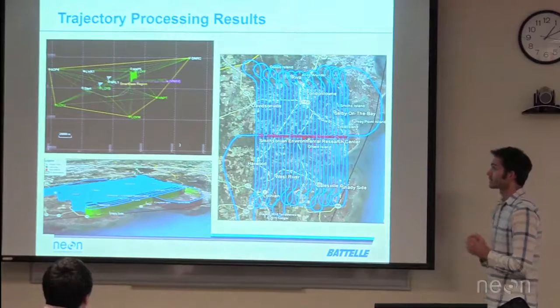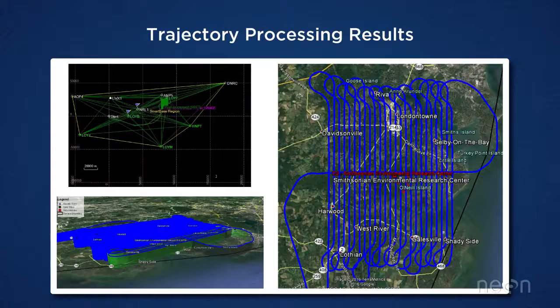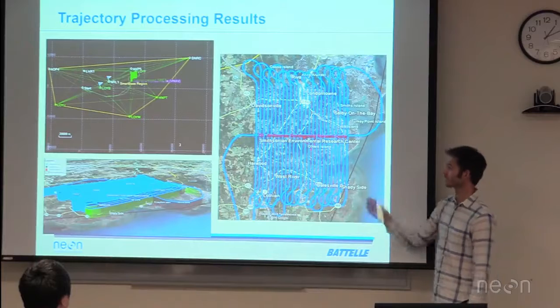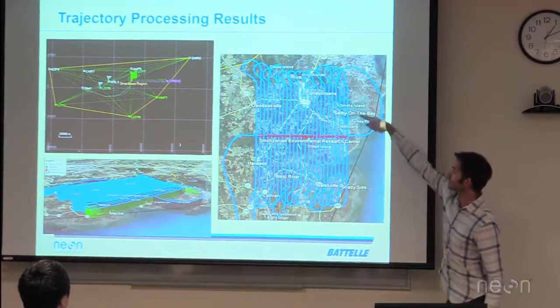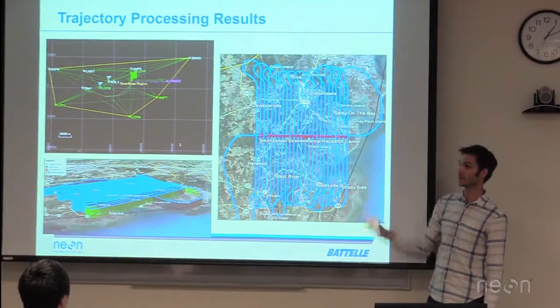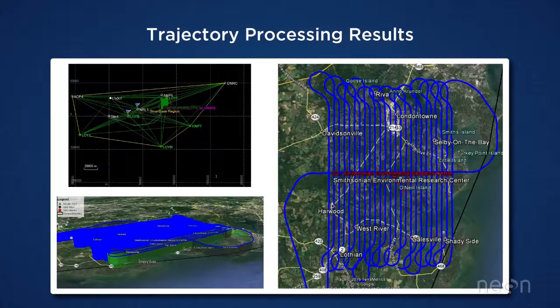And this is just an example of some results of a trajectory. This was done at Smithsonian Environmental Research Center. In the upper left-hand side you can see the software that we use to process the trajectory, and then the resulting trajectory in Google Earth, where you can really see each one of the flight lines that we flew going up and down across the site.